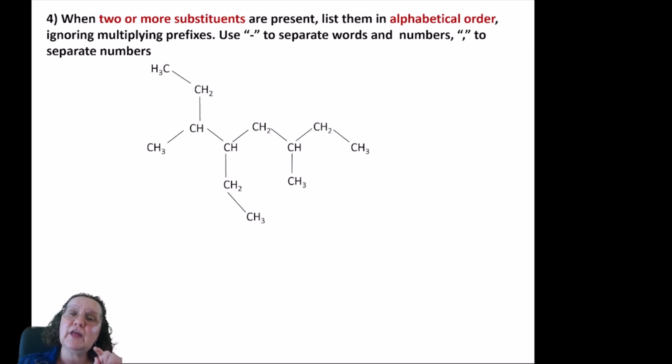You use dashes to separate words and numbers, like I did with the 2-methylheptane. I put a dash between the 2 and the methylheptane, and commas when you need to separate numbers. Let's say that you have one methyl group in carbon 3 and one methyl group in carbon 5. You will write 3,5, and you will write dimethyl, which means that you have 2 methyl groups.